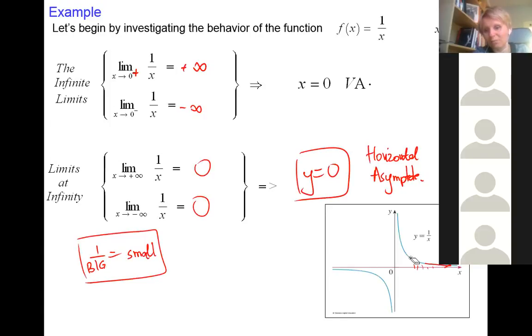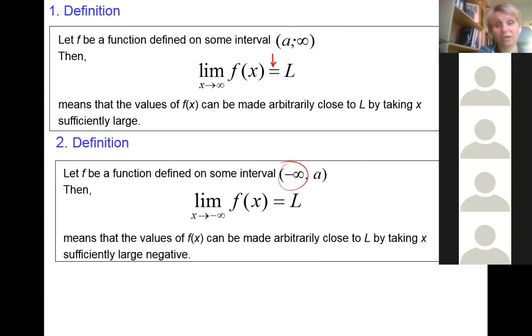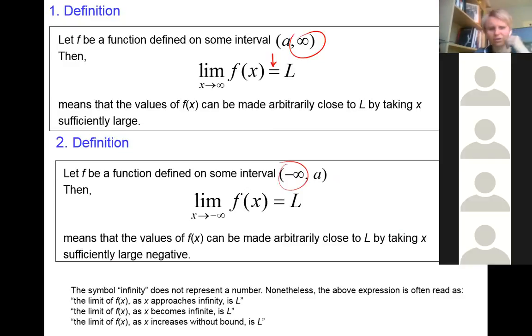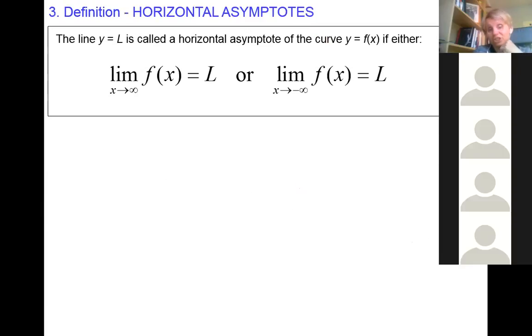Let me just come back. We can see the blue curve is not touching 0, but the limit is 0. The function will not be higher or lower than 0. Okay, and we can have the same situation at negative or positive infinity. We have different ways to express this. The limit of f of x as x approaches infinity is L. The limit of f of x as x becomes infinity is L. Any way is good. The understanding is important.